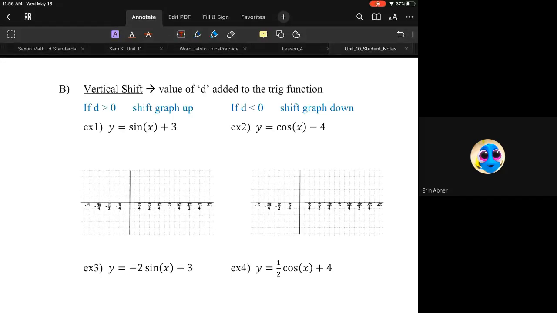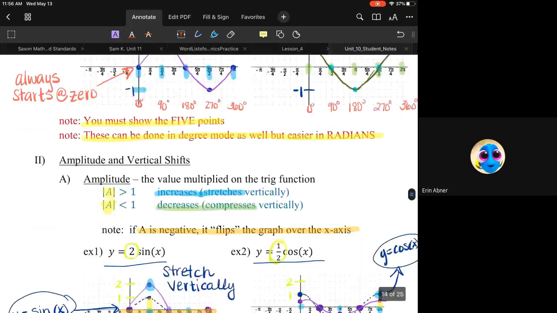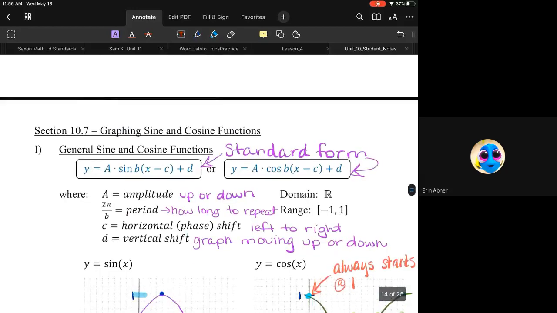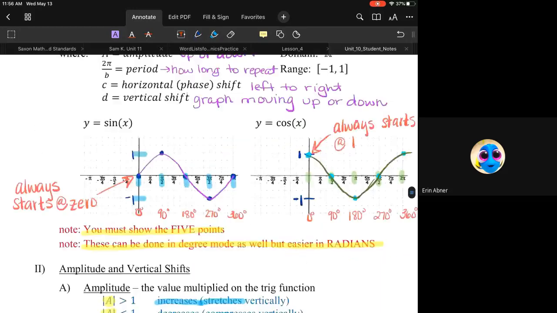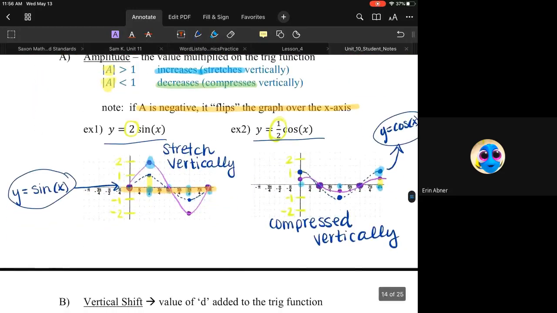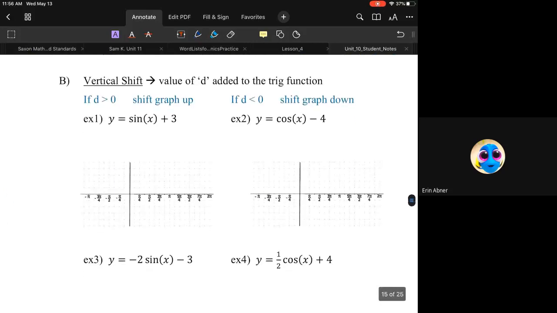All right, welcome back. This is Ms. Abner, and we are going to go over the vertical shift. So we're still working in the 10.7, or the graphing sine and cosine functions. We are just going to go ahead and do our vertical shift.